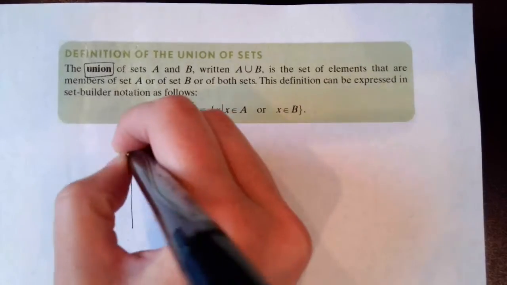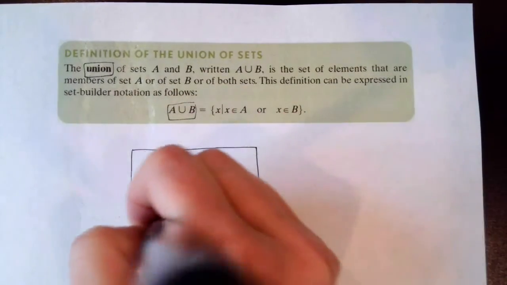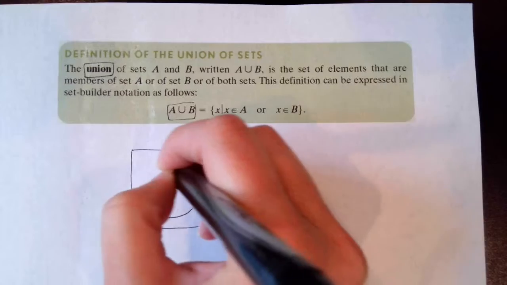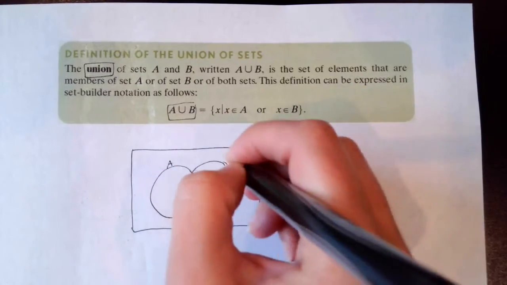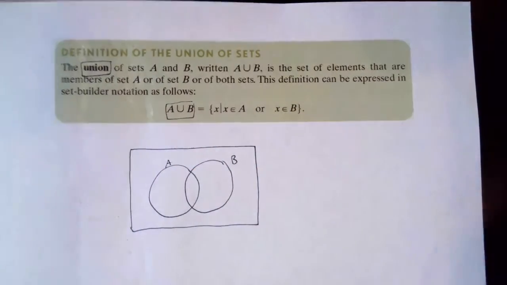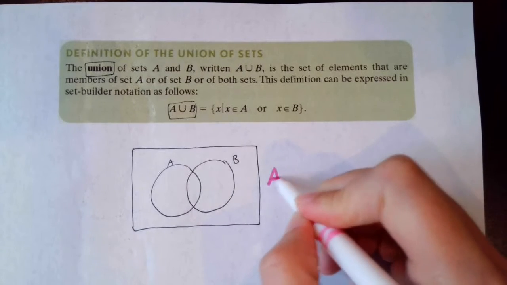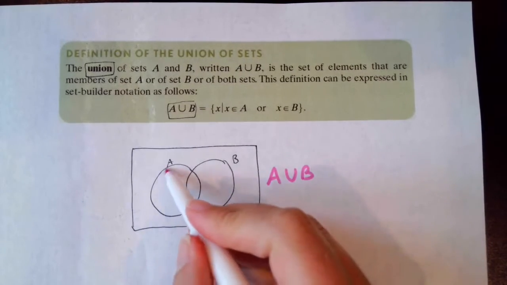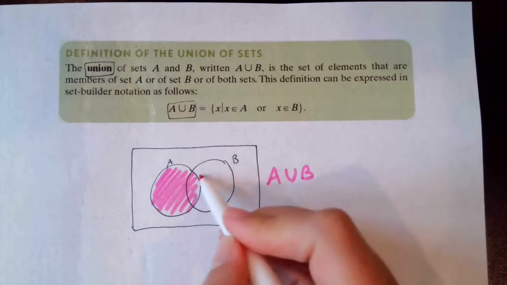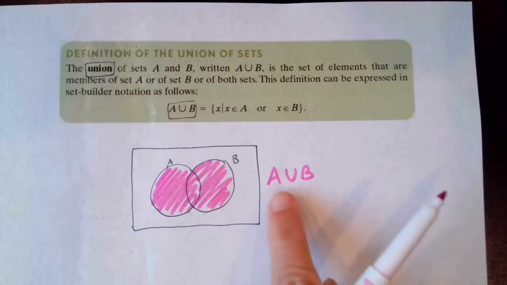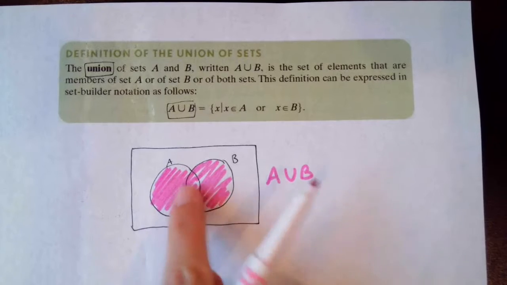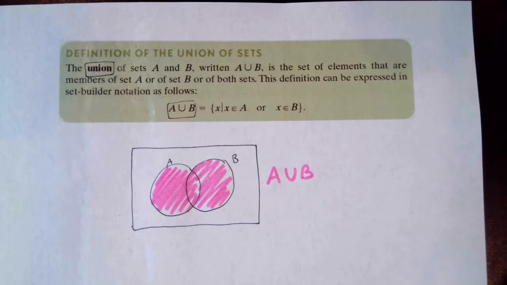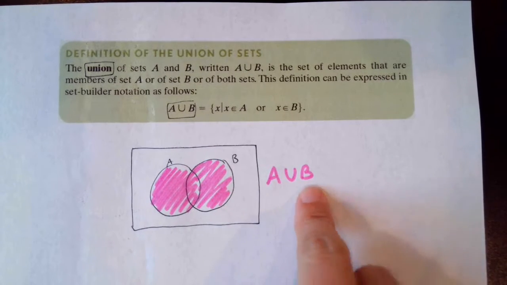So if I'm going to draw a picture, so I've got A here and B over here. A union B means take everybody in A and smash them up together with everybody in B. So it's everything in A and also everything in B. So if I ask you for A union B, I want everybody in both sets. What they have in common and what they don't have in common. I want them all.